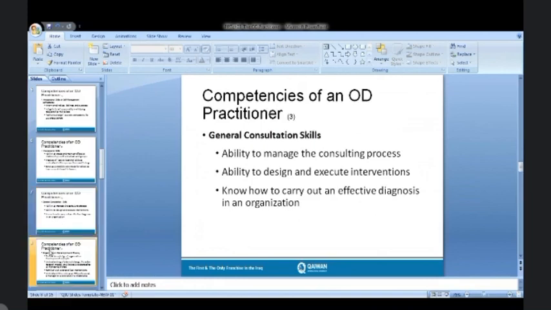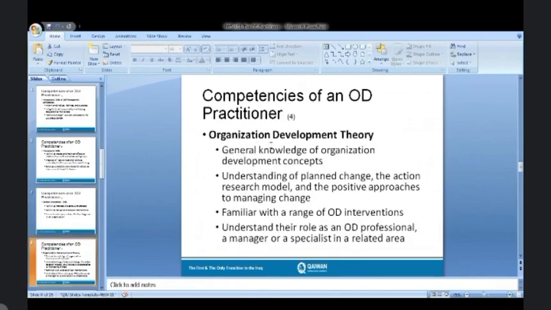The next competency is organization development theory. There are four competencies they must have: intrapersonal, interpersonal, general consultation skills, and organization development theory. They should have general knowledge of the organization and of OD concepts, such as the action research model, the change model, and OD interventions. Such theoretical knowledge is related to the field of organization development theory.